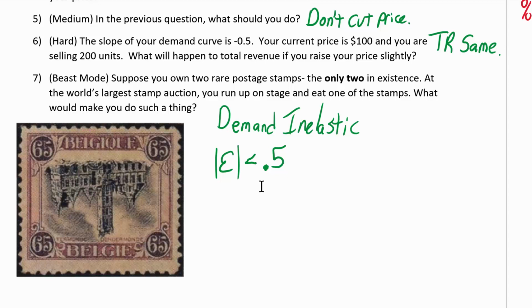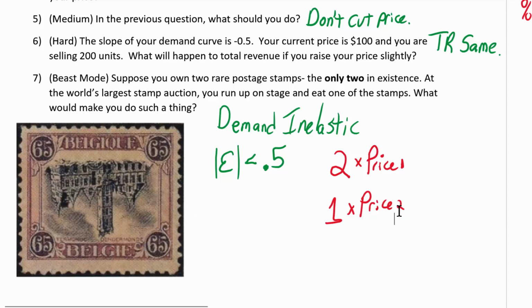If you want to maximize total revenue, you have a choice. You could either say, well, I want to sell my 2 stamps, which is your quantity, times some price, or if I eat 1 stamp, I could sell 1 stamp at a different price, right? So we'll call this price 1, we'll call this price 2. And what you have to ask yourself is, which of those 2 are going to be bigger? Selling 1 stamp for the higher price or 2 stamps for the lower price?